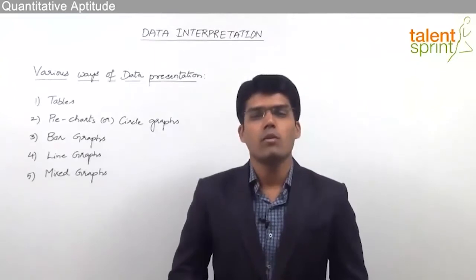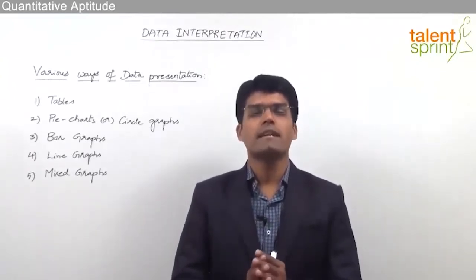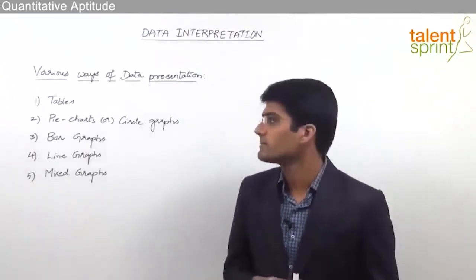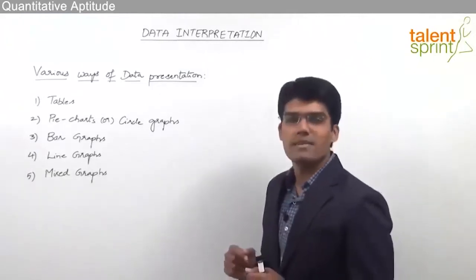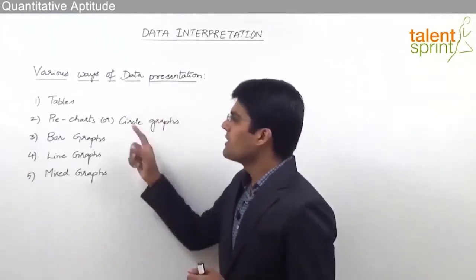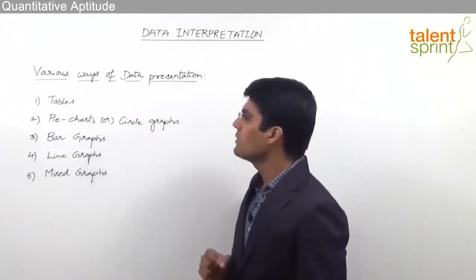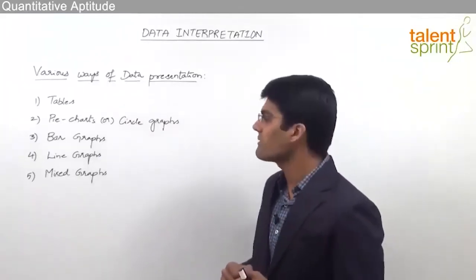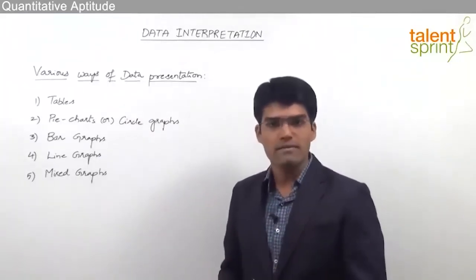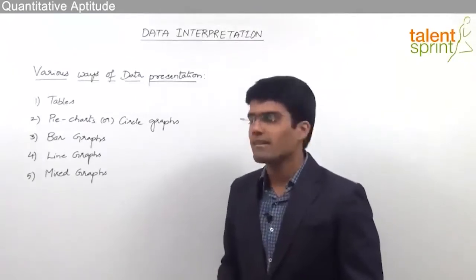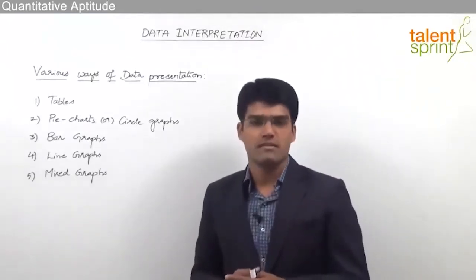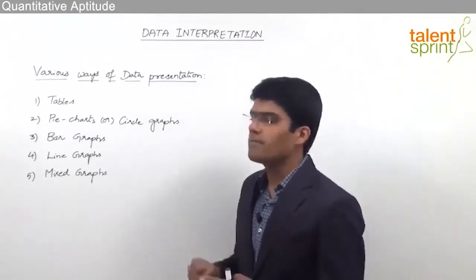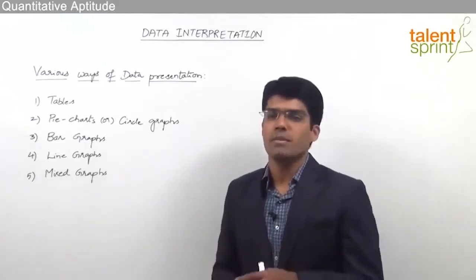Let us quickly look at what are the various forms in which the data can be presented in a structured manner. Now, the various ways of data presentation is as follows. First one is tables, the second one here is pie charts or circle graphs, third one is bar graphs, fourth one is line graphs, and the fifth one here is mixed graphs. So generally these are the 5 different ways in which the data can be presented.